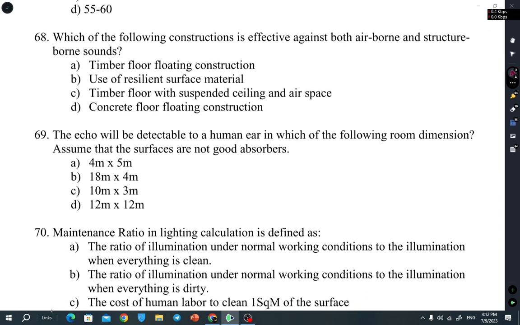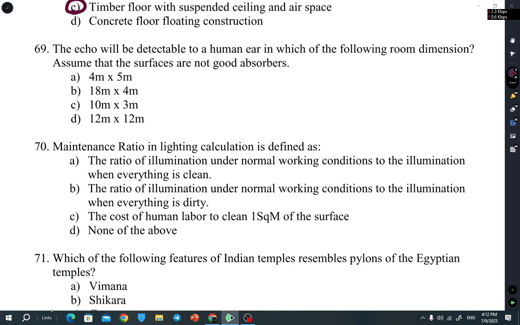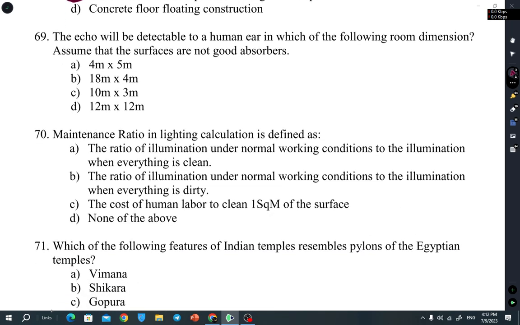Which of the following constructions is effective against both airborne and structure-borne sounds? Option C. Timber floor with suspended ceiling and air space. The echo will be detectable to a human ear in which of the following room dimensions? Assume that the surfaces are not good absorbers. Option B. 18 into 4.